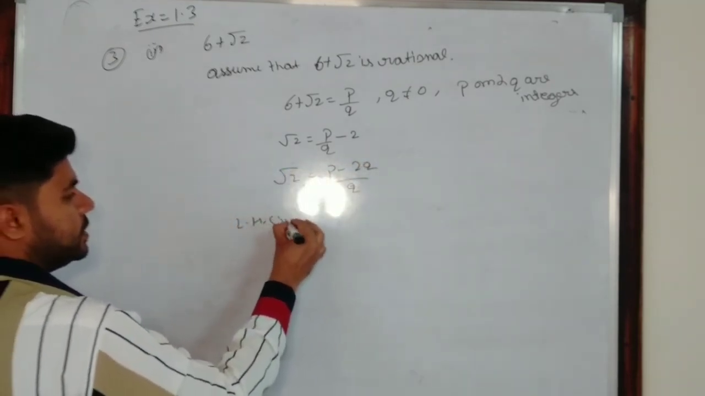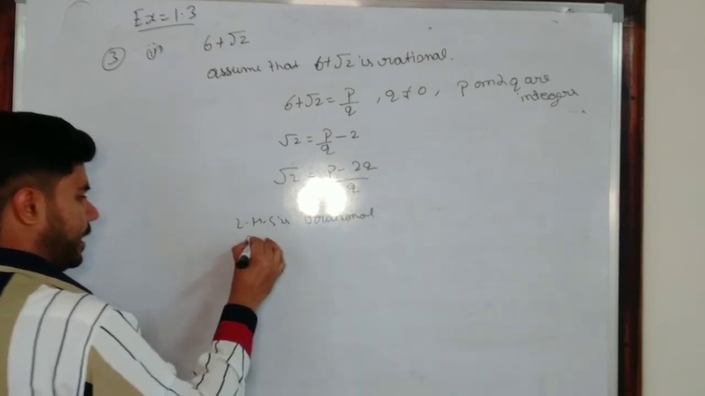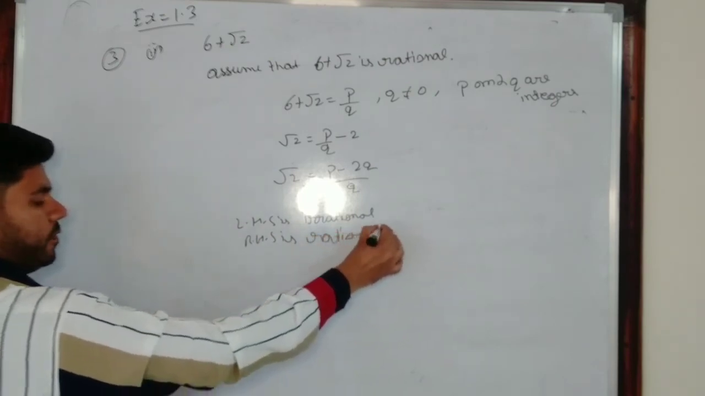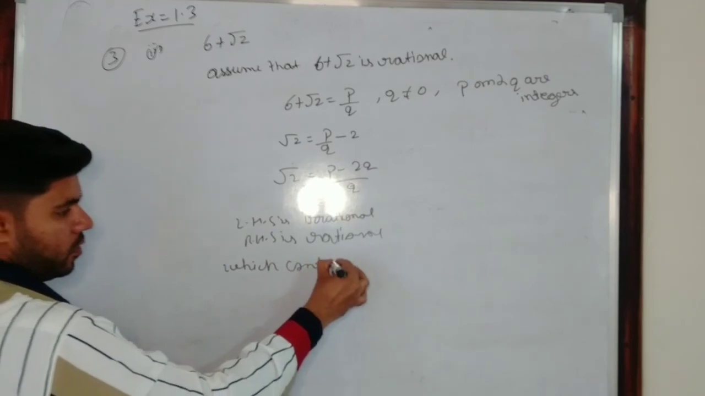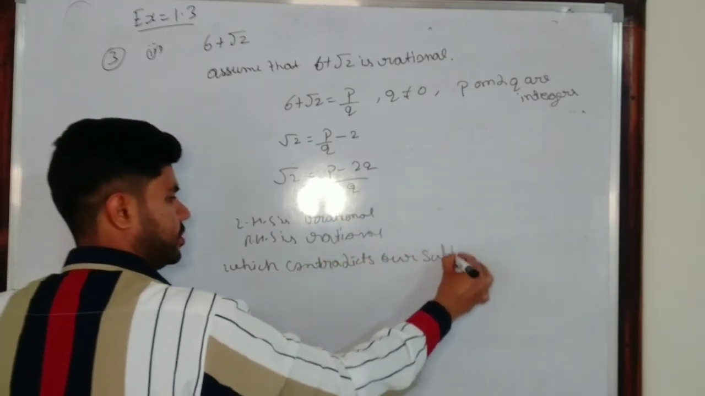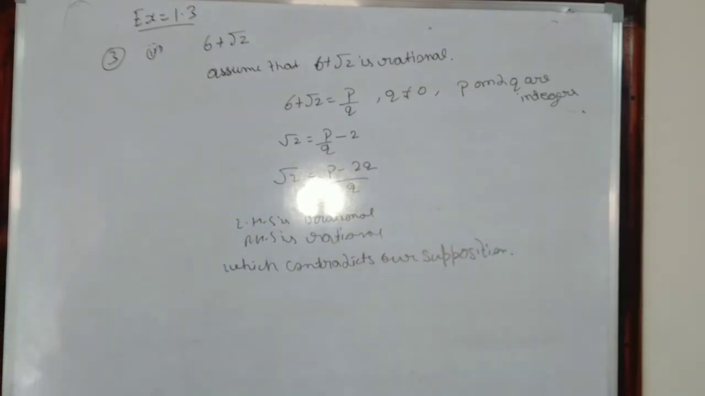The left-hand side is irrational and the right-hand side is rational, which contradicts our supposition. So here is the answer.